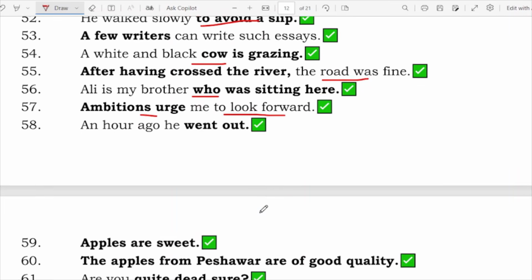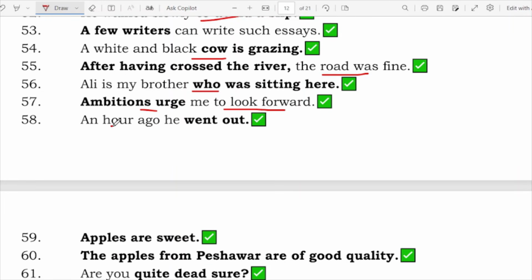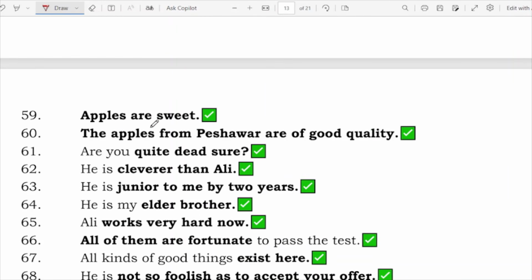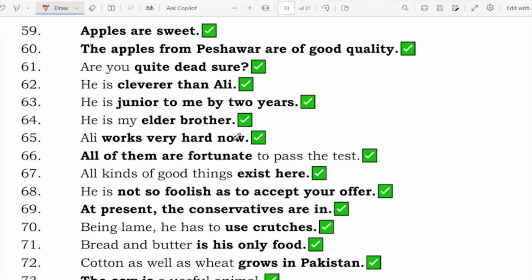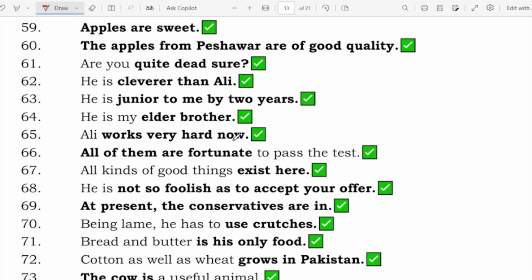An hour ago he went out. Apples are sweet. Don't say the apples. When you define, the apples from Peshawar are sweeter. The apples from Peshawar are good quality. Are you quite sure? He is cleverer than Ali.